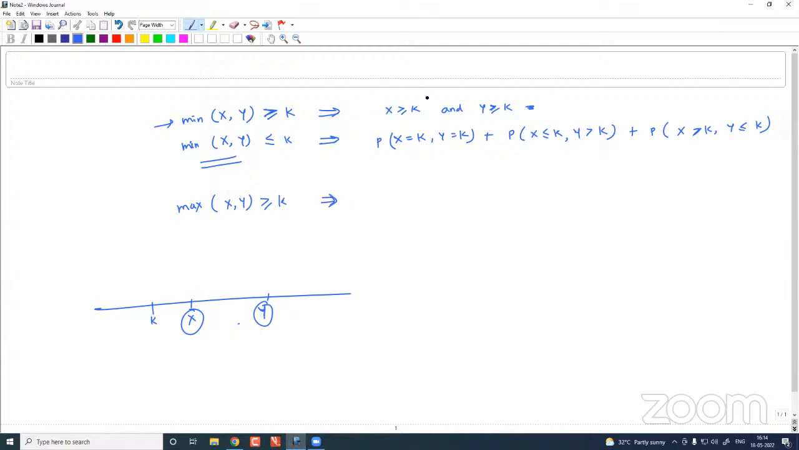Now tell me for this: max of x comma y greater than or equal to k. How can I write this? Can I write like this way or like this way? Second way. The first one, sir: x greater than or equal to k and y greater than or equal to k. No. Even if one of them is greater than k, it will be true. Suppose k is also one of the cases. But if both are greater than k, then also it will be true. Then how can I write? Can I write like this?